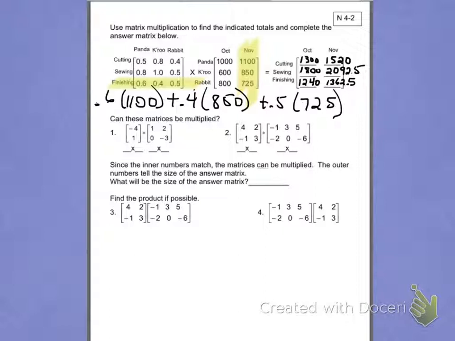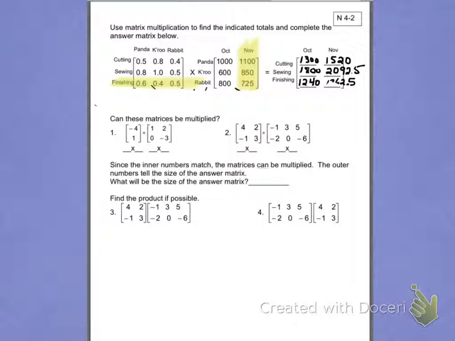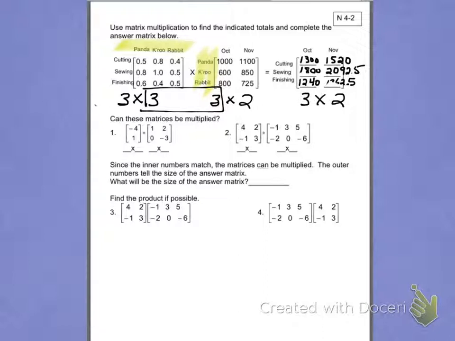Now, I want you to go back and let's think about the dimensions. We already talked about the inner dimensions being the same because the labels are the same here and here. And so let's go through and look at our dimensions. This was again a 3 by 3. We did this already on the first page. This one is a 3 by 2. Our inner dimensions match. Now, notice what the dimensions of the answer matrix are. They are 3 by 2. And those come from these outer dimensions.